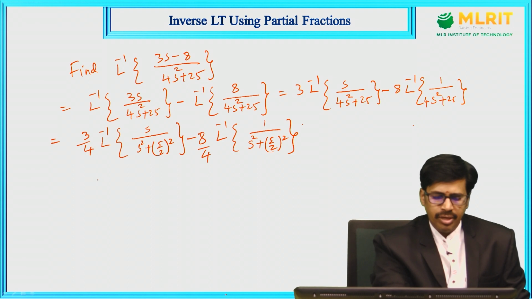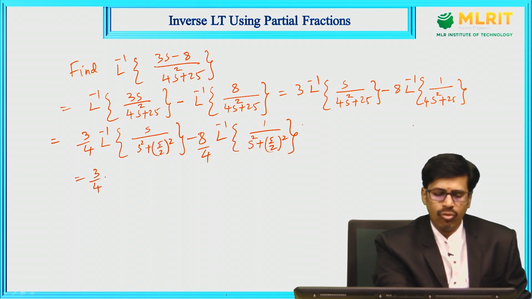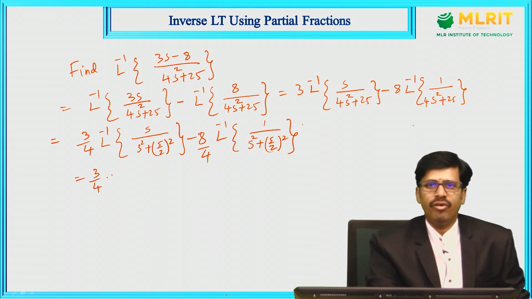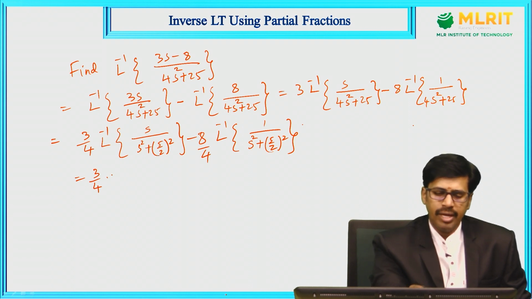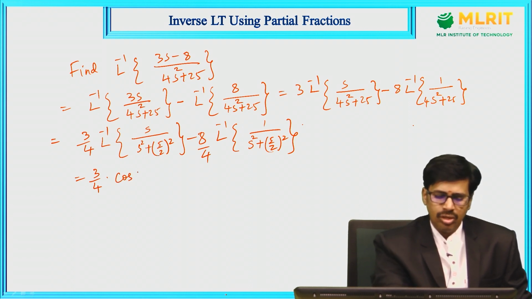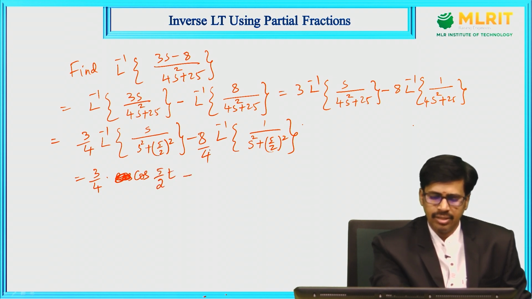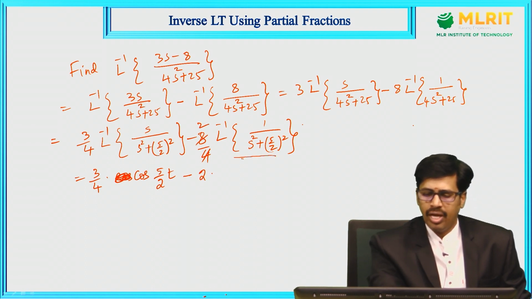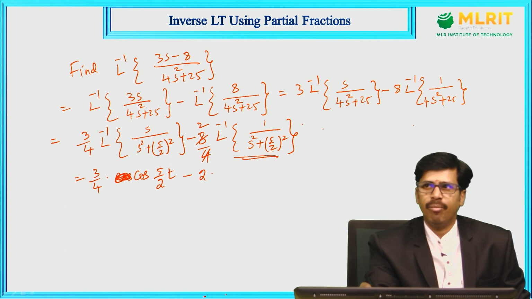So, this can be written as 3 upon 4, this is in the form of L inverse of s by s square plus a square. So, L inverse of s by s square plus a square can be written as cos a t, here a means 5 by 2. So, cos 5 by 2 into t, minus, this is 4 ones 4, 4 twos 8, so 2 into L inverse of 1 by s square plus a square.